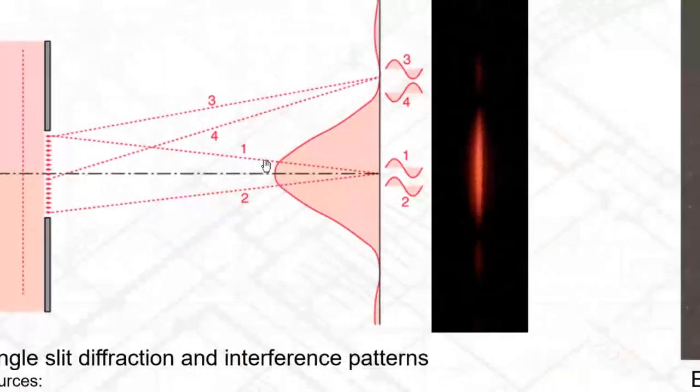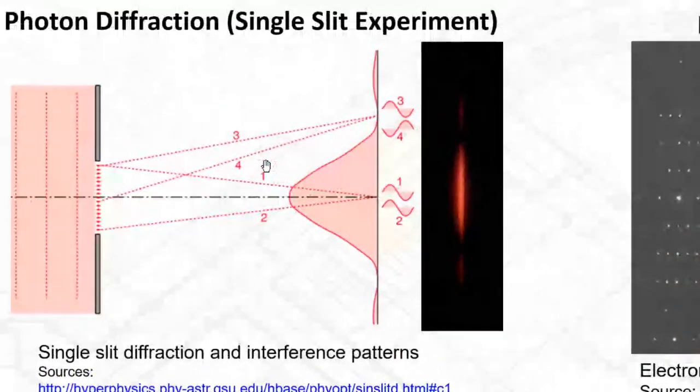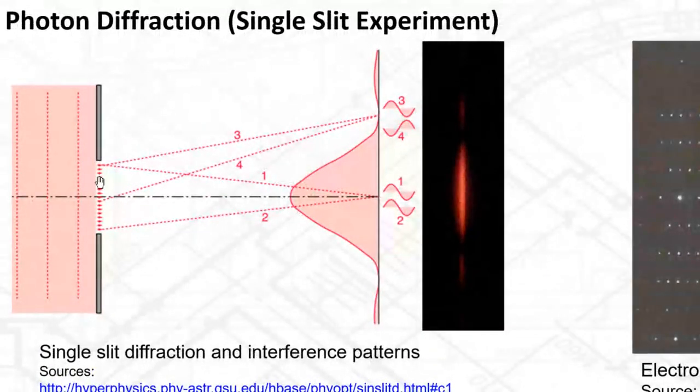So as a result, what's interesting in this single slit experiment is that this plane wave that's coming in can actually be thought of as a whole bunch of different point sources of light.